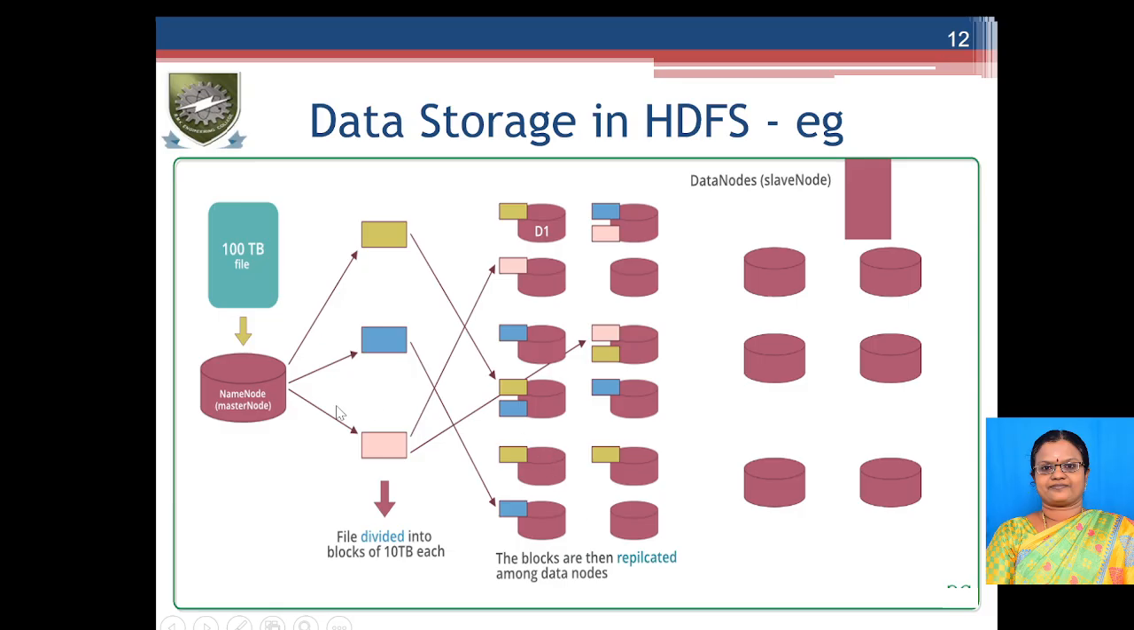Whenever a query is given by the client for retrieval, this master node would send that request to the slave nodes, and whichever node is holding that particular data block will reply back to the master node. So that is how the retrieval of information happens.